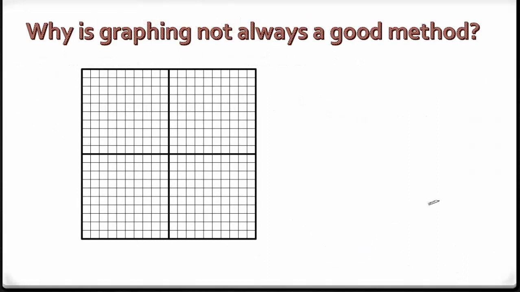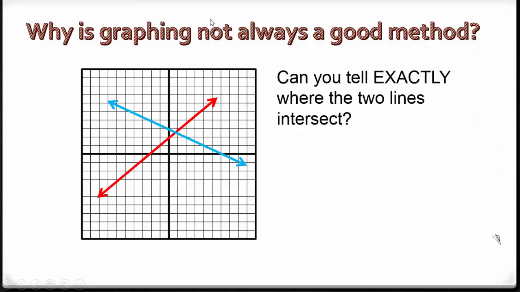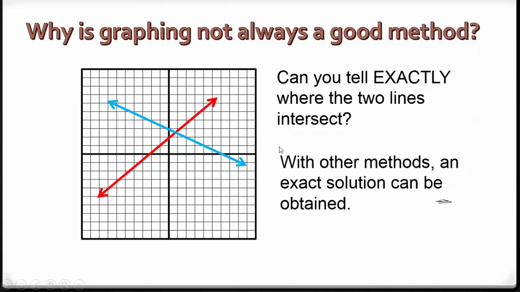Why is graphing not always a good method? Well, if I was to graph these two lines, can you tell exactly where these two lines intersect? It's a little bit hard because it's not on one of these little boxes. It's sort of inside, kind of hard to tell. With other methods, an exact solution can be obtained.